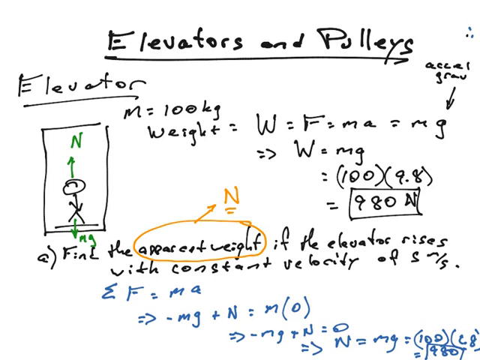Mathematically speaking, the normal force, which is your apparent weight, what the weight scale should say, is the same as your true weight. You don't feel heavier and you don't feel lighter. Even though the elevator is moving, if it's moving at constant velocity, your apparent weight should not change. But, of course, that's only one type of instance.